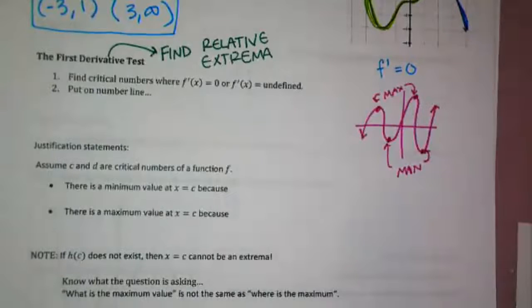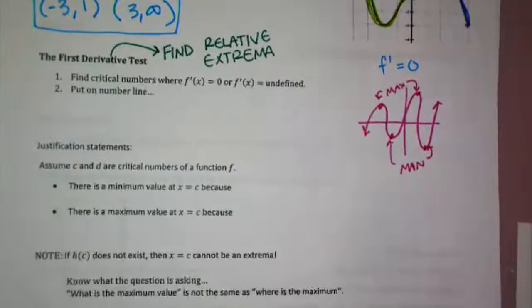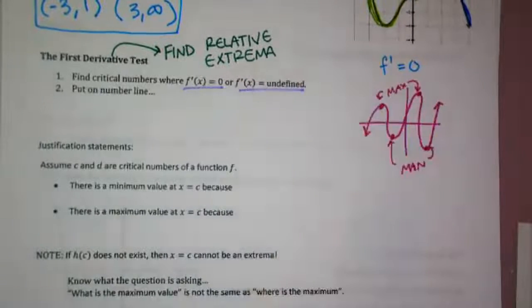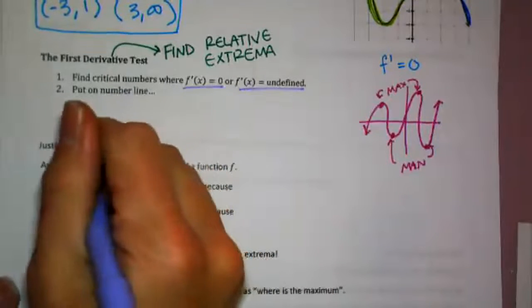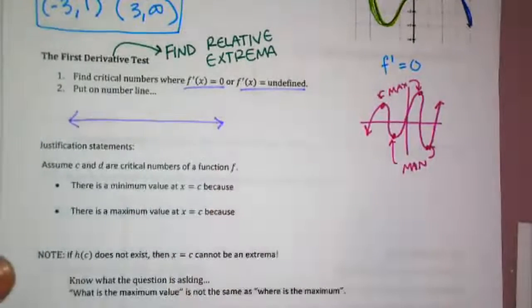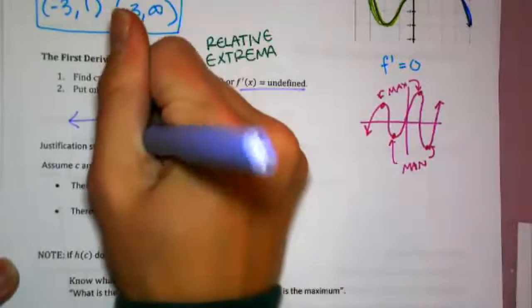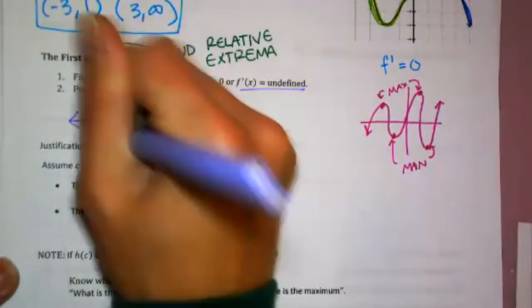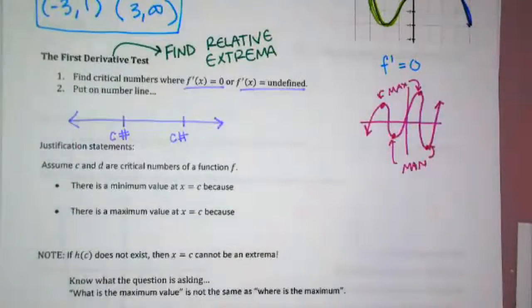All right. So we're going to use the first derivative test to find all of the maxes and all of the mins and put it on a number line. To do this, you find a critical number, which once again is where f prime equals 0 or f prime is undefined. And we're going to put it on a number line, just like we did yesterday. All right, so your critical numbers are going to go on your number line.